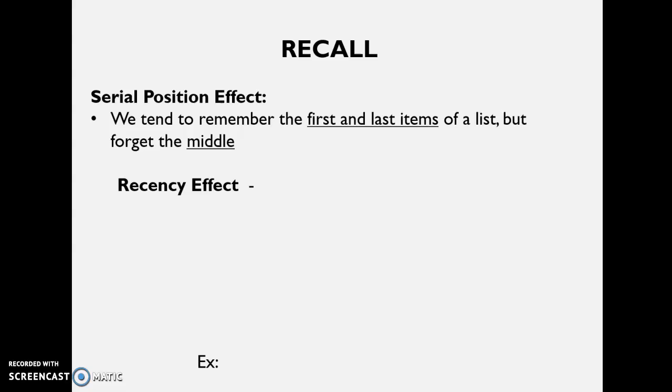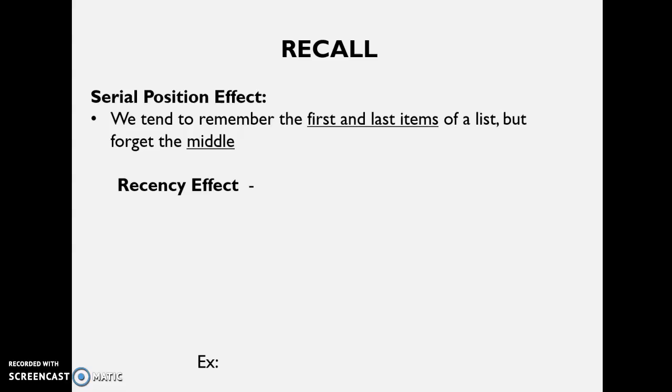All right, so let's go ahead and talk about serial position effect for a minute. If you remember in our three-stage memory process, that middle stage, the working memory or short-term memory, we have limited space there. So it's a limited number of things that we can keep in our short-term memory. So remember that was 7 plus or minus 2 or 5 to 9 pieces of information.